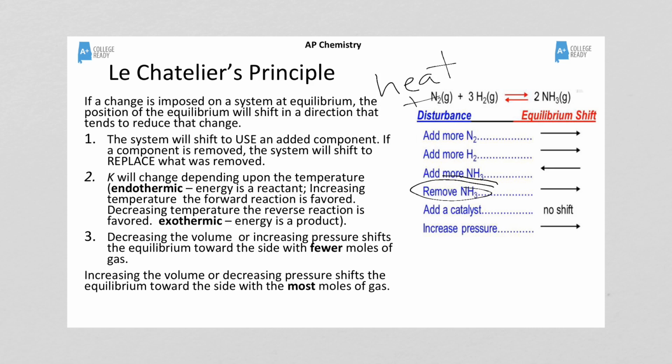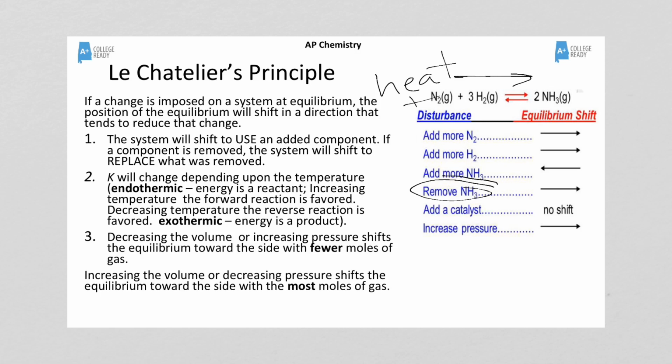So if energy is a reactant and we increase the temperature, it's going to shift to use that extra. If we decrease the temperature, like if we take heat away, it's going to shift the opposite direction to replace the heat that's missing.